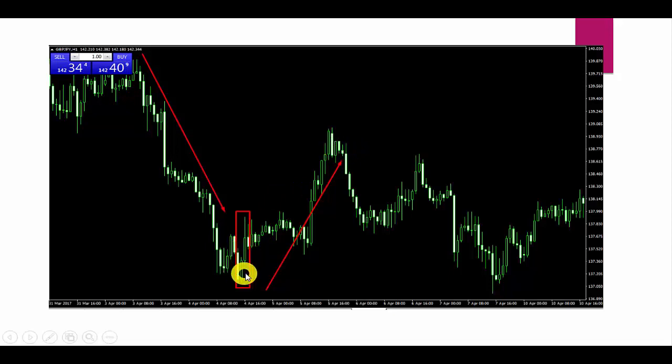So this was a clear explanation of three inside up and how to trade this candlestick pattern. Very effective and very important candlestick pattern. I am sure that now you have a clear concept of it. Okay, thank you.